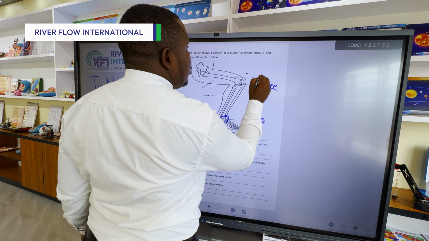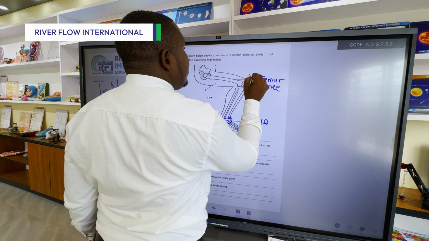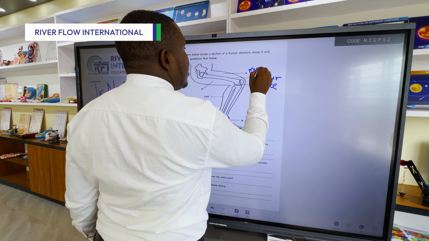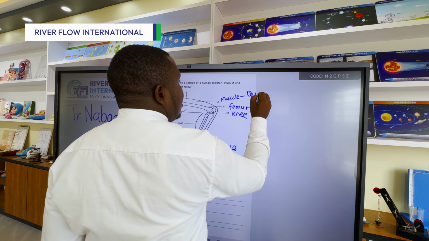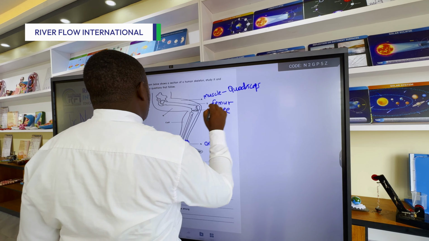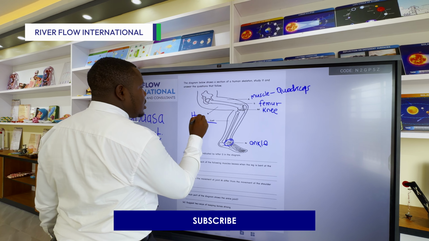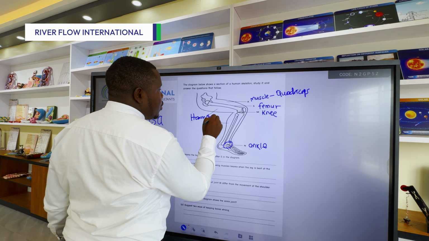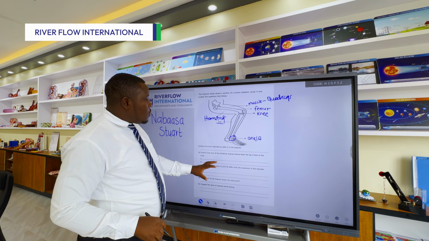Then we have this bone, the thigh bone, which we all know as femur. Then we have this muscle, the front muscle, which others call the quadriceps. Then we have this muscle here. This is the calf. Then they have given us this back thigh muscle, which is the hamstring. So now, after we have understood all these, we are going to come to the questions.